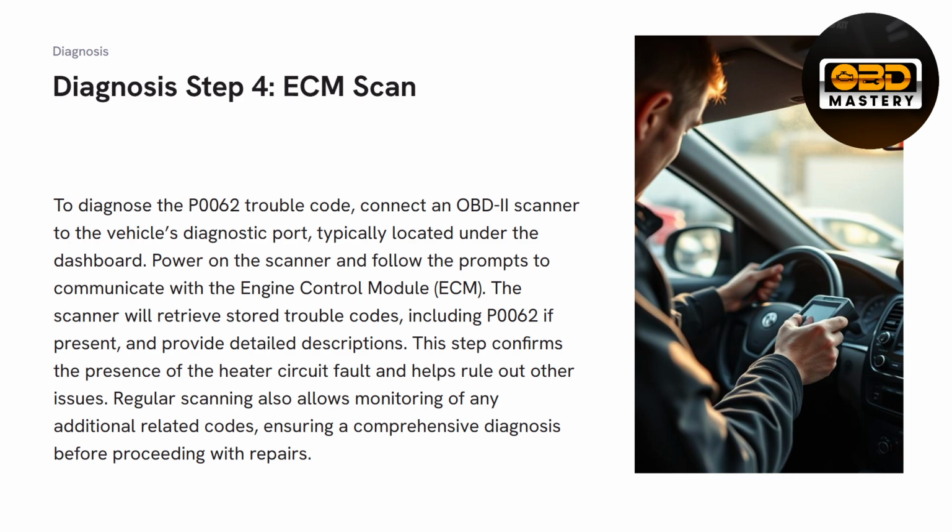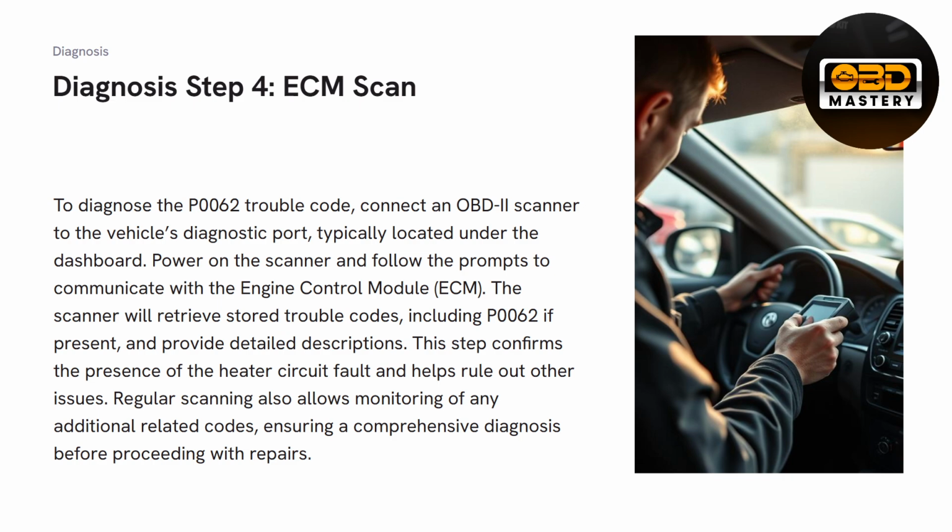Usually it isn't the actual cause of this, but if it is, connect an OBD2 scanner to the vehicle's diagnostic port, typically located under the dashboard. Power on the scanner and follow the prompts to communicate with the ECM. Now, the scanner will retrieve stored trouble codes, including P0062 if present, and provide detailed descriptions. This step confirms the presence of the heater circuit fault and helps rule out other issues.